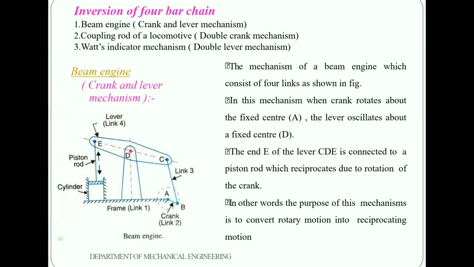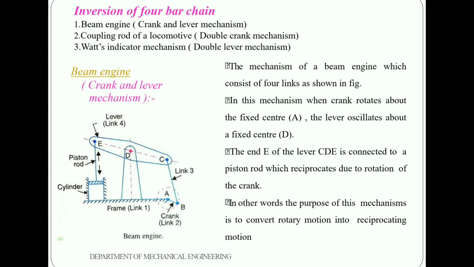When the crank link 1 rotates, the lever link 3 oscillates. The oscillatory motion of the lever is converted into a reciprocating motion of a plunger in a cylinder, as shown in the figure. Thus, this mechanism is used to convert rotary motion into reciprocating motion.